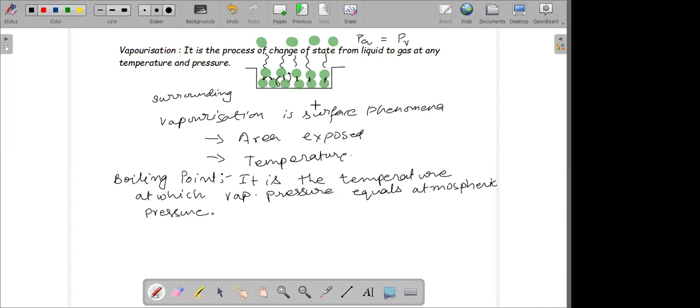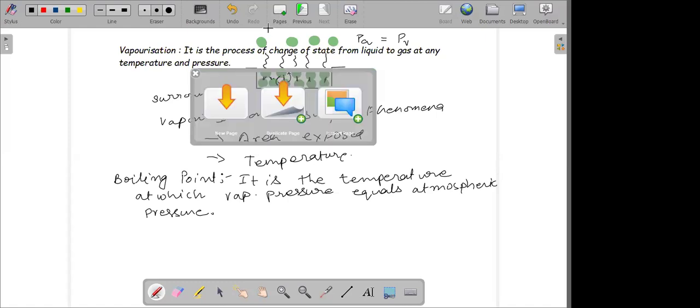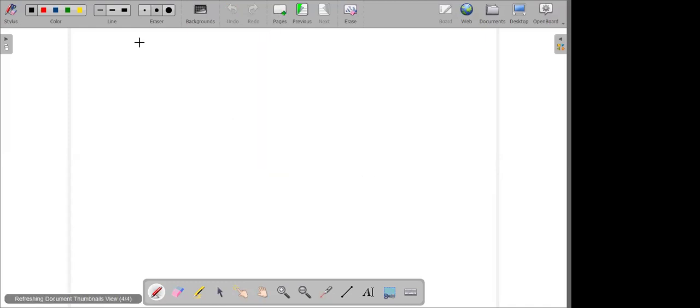So, okay, what do you think? How will the boiling point change if the atmospheric pressure is changed? We know that the atmospheric pressure is 10 to the power 5 Pascal. Got it?